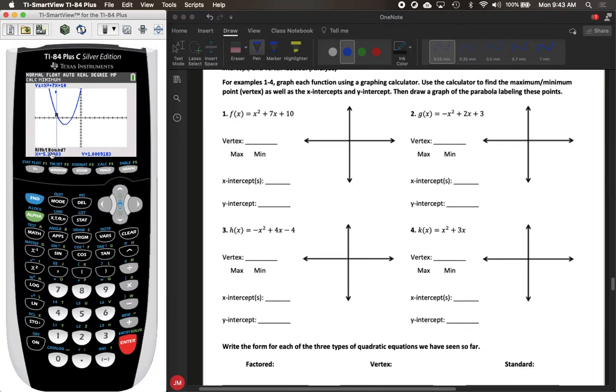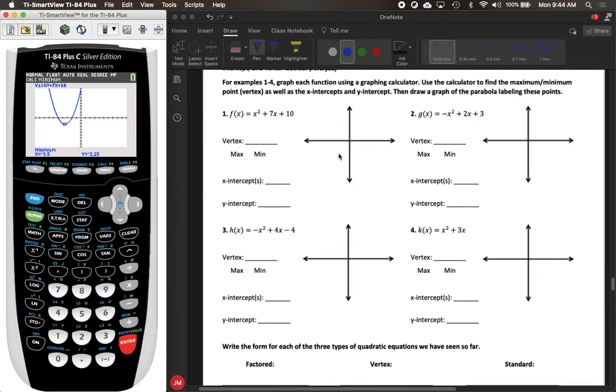We're then going to do the same thing on the other side and set a right boundary. So once again, using the left and right cursor, we're going to move our cursor somewhere to the right of our vertex and press enter. Finally, it's going to ask you to guess. When it asks you to guess, we're going to try to get as close to where it looks like that vertex is as possible and press enter one last time.